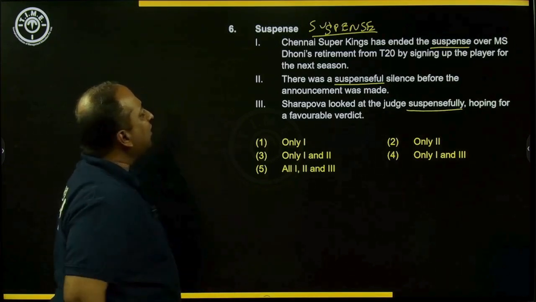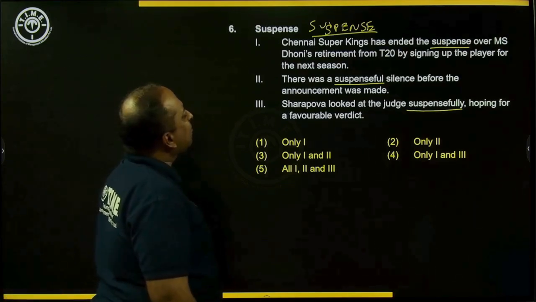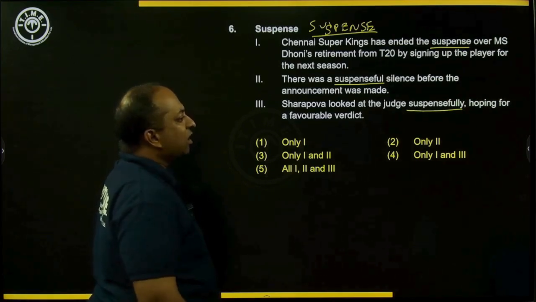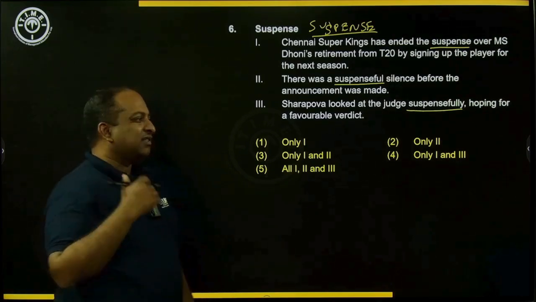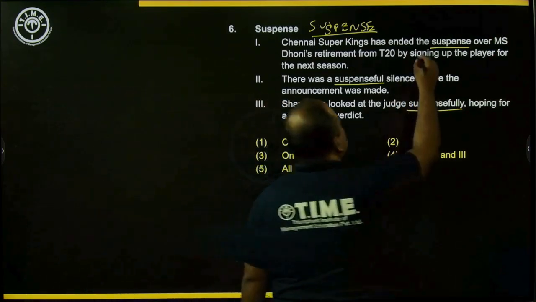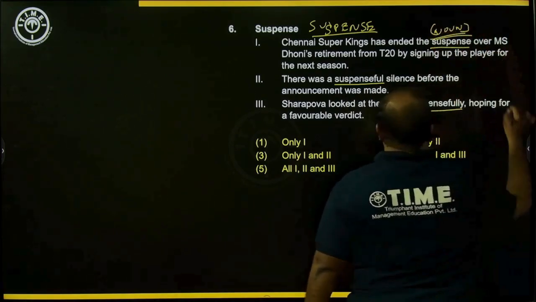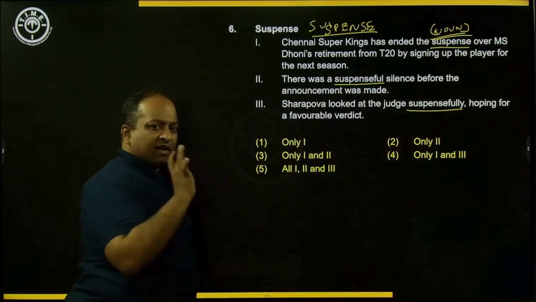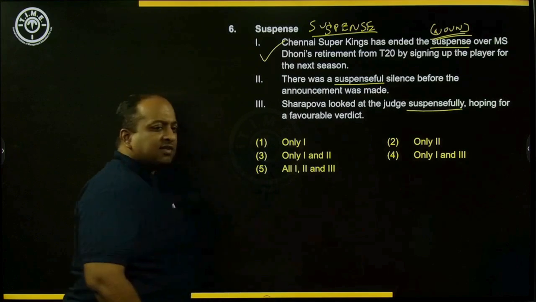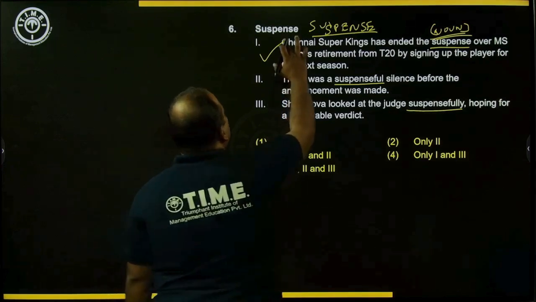Now let's look at the first sentence. Chennai Super Kings has ended the suspense over MS Dhoni's retirement from T20 by signing up the player for the next season. So here the word suspense is used as a noun, which means uncertainty or doubt. So it's used in the right way, grammatically correct as well as meaningful. So sentence 1 is right.